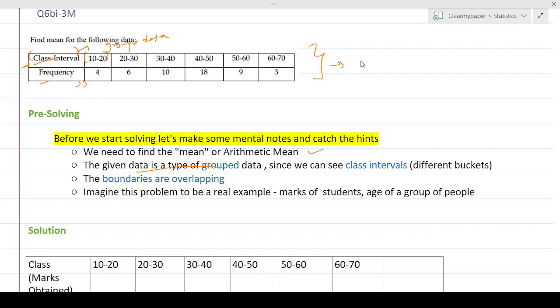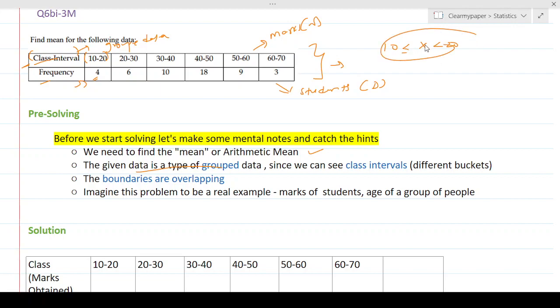So for example, if you assume that this is the marks of the students, there's a number of students over here in the denominator, and let's say this is the marks in the numerator. So what does that mean? 4 students in the class have got anywhere between 10 to 20. So it could be any marks less than 20 but greater than or equal to 10.